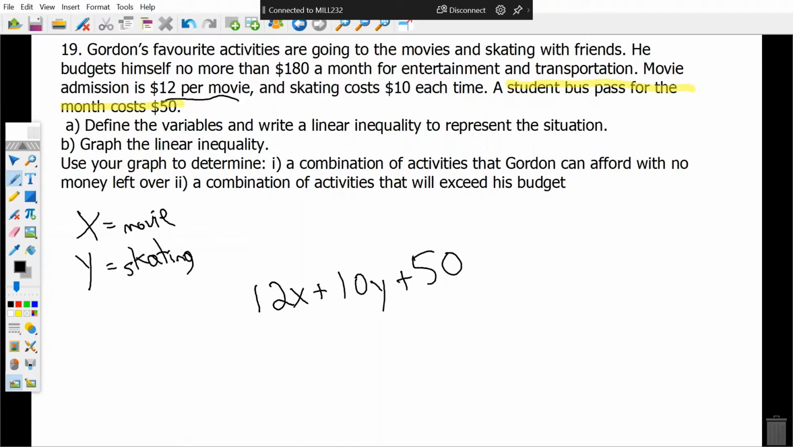So $50 for the bus pass. And his total, he says he can spend no more than $180 a month. That's the most money he's got. So his total budget has to be less than or equal to $180. Now we've defined the variables and written the equation. Now we have to graph it.